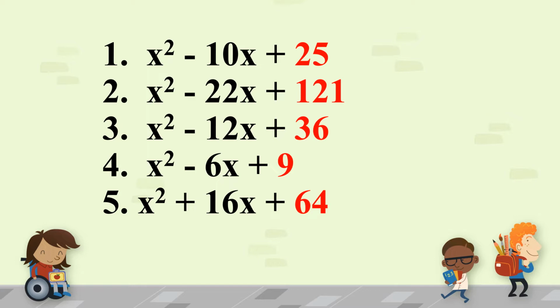So number 3 naman, negative 12, divide that by 2, you'll get 6, and then you square, that will give you 36. Sa number 4 naman, you get the last term by dividing negative 6 by 2, you'll get negative 3, you square that, the answer will be 9. Sa number 5, positive 16 is your middle term, you divide that by 2, you'll get 8, and then you square 8, you'll get 64. So this is essential in our topic for today.